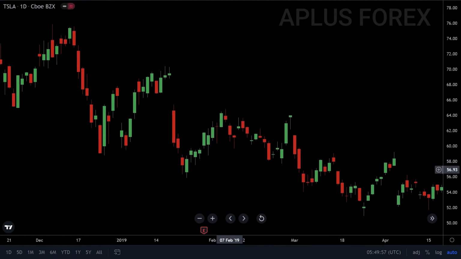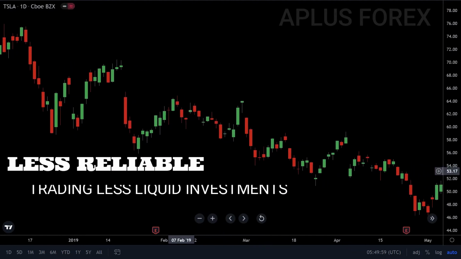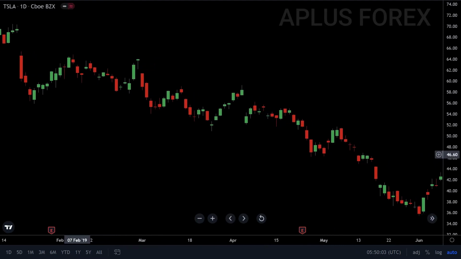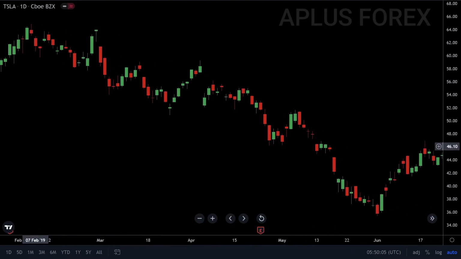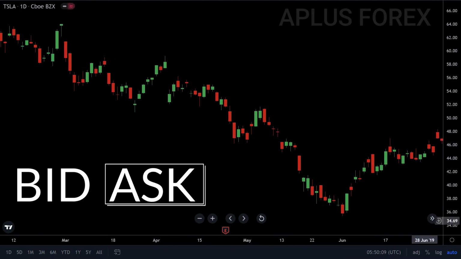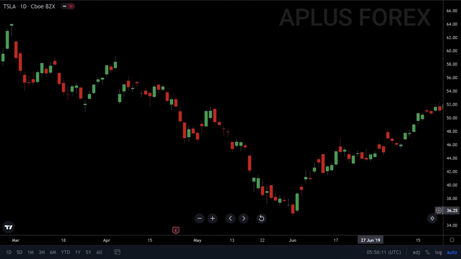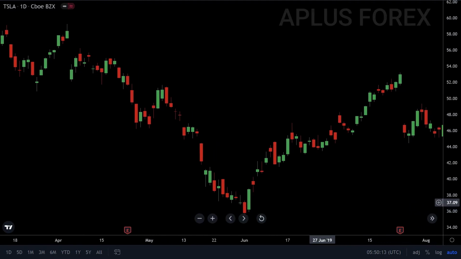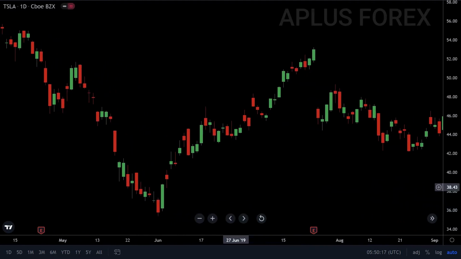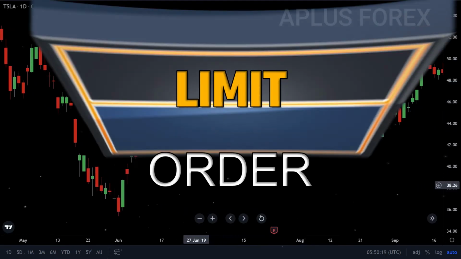The downside of the market order is that it's less reliable when trading less liquid investments, such as small cap stocks or troubled companies. Because these stocks are thinly traded, the bid or ask spreads tend to be wide. As a result, market orders can be filled slowly and at a very disappointing price. So let's check on the second type of order, which is a limit order.